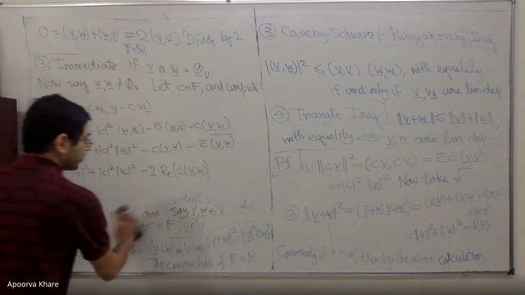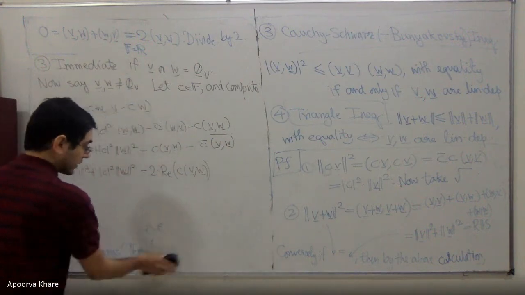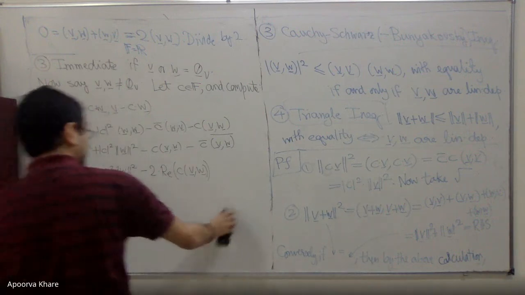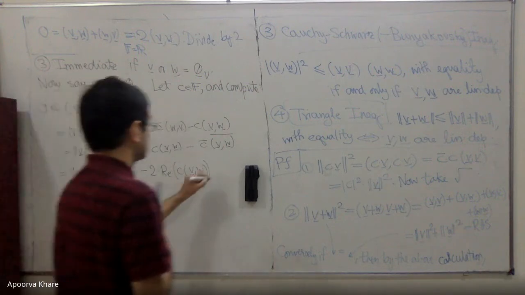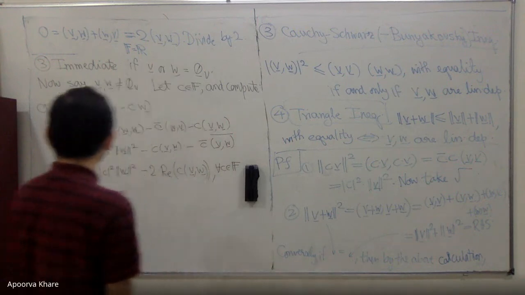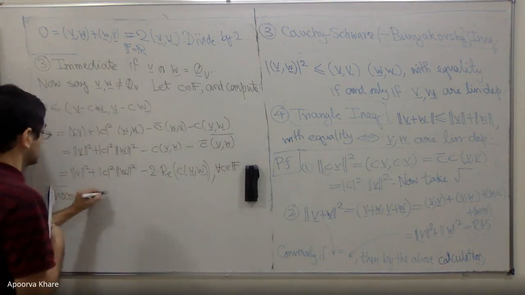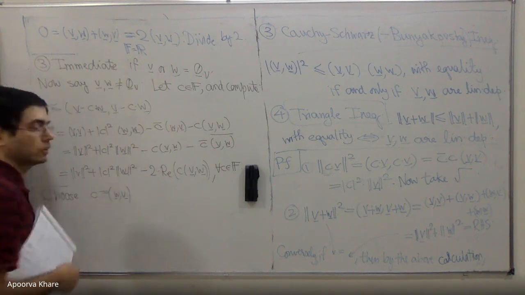So now I'm going to do the first. And the scalar need not be real, the scalar can be complex. Now I'm going to cleverly choose my scalar to be the conjugate of this. Okay, this is true for all C. So choose C equals W comma V. Then what do we get?